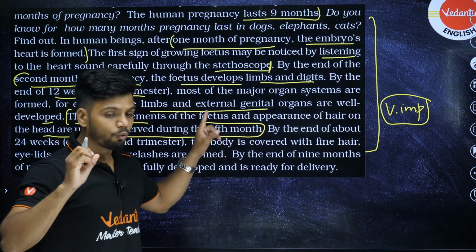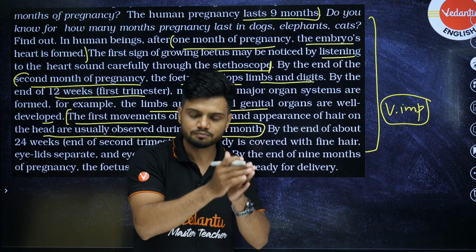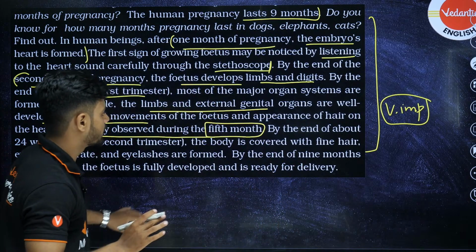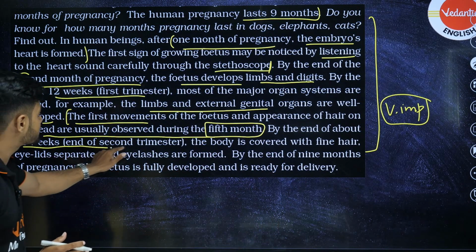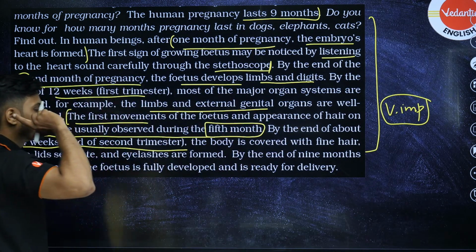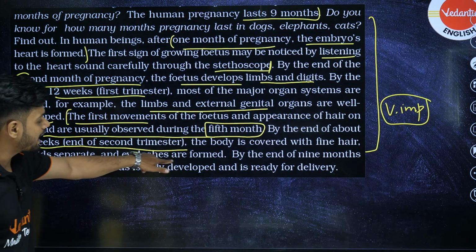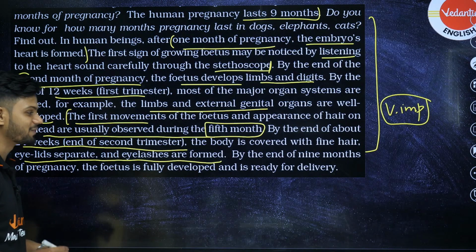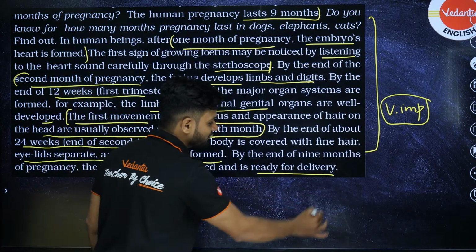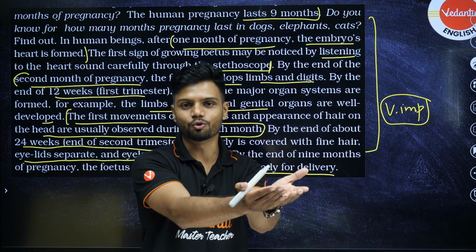Students, I want you to write this. Why am I making you write it? I want you to separately write in your book: 1st month, 2nd month, 1st trimester, 5th month. What is happening? By the end of about 24 weeks, at the end of the 2nd trimester, the body is covered with fine hair, because it is a primate, obviously. Eyelids separate and eyelashes are formed. At the end of 9 months, the fetus is fully developed and ready for delivery. Baby is ready. Take it and go home.